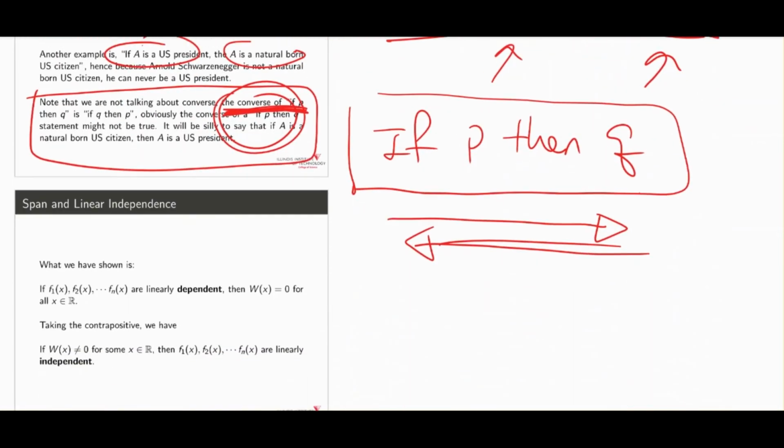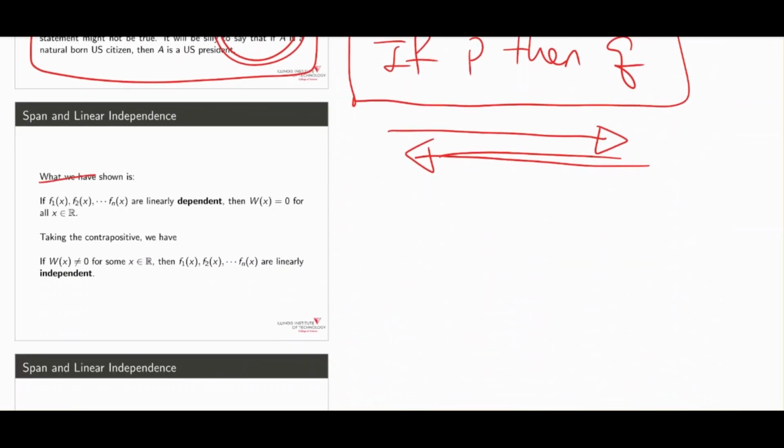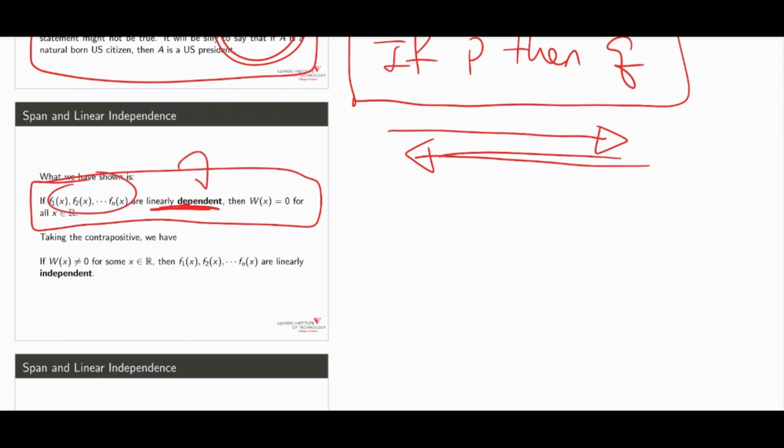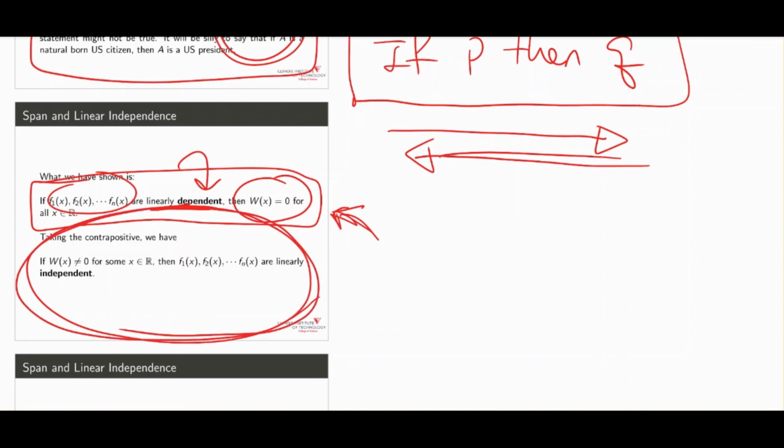Okay, so let's come back to this statement. This is what we have shown: if these vectors are dependent, the Wronskian, the determinant, is 0. This is usually not very useful. The theorem that we usually use is the contrapositive version of it. This is the contrapositive version.